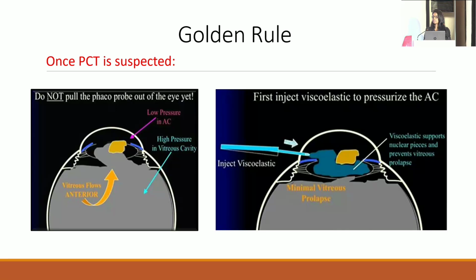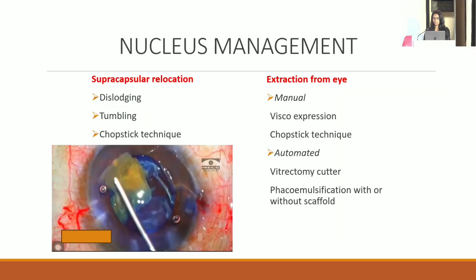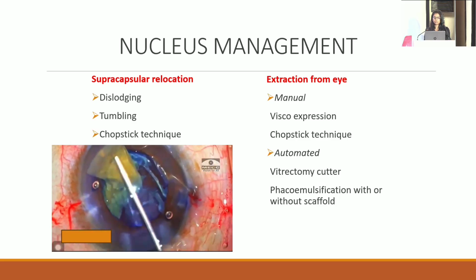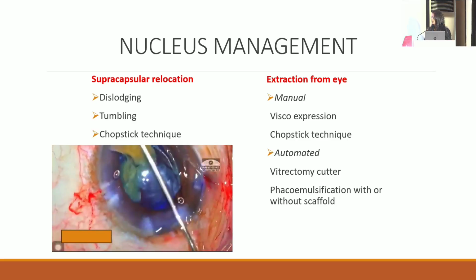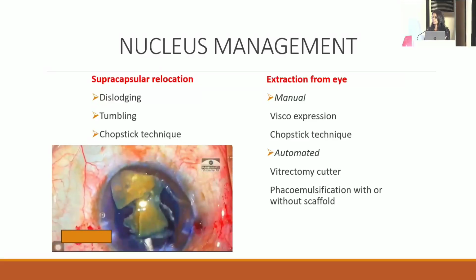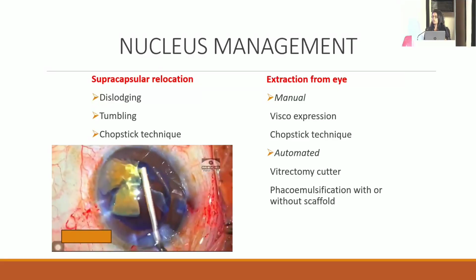The golden rule is that when PCR is suspected during phaco, do not pull your phaco probe outside the eye immediately. First inject the viscoelastic to pressurize the AC, then slowly take it out of the eye. Then the nucleus management. First we take the nucleus to the supracapsular area by the dislodging and tumbling techniques, and then we extract it from the eye manually or in an automated manner.